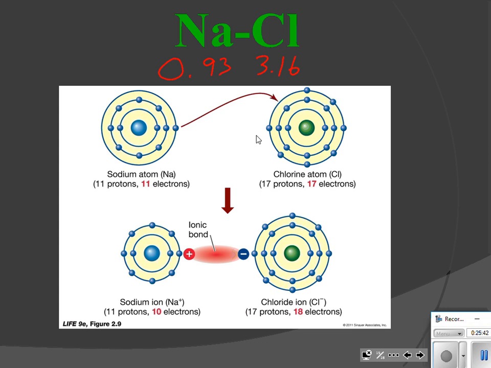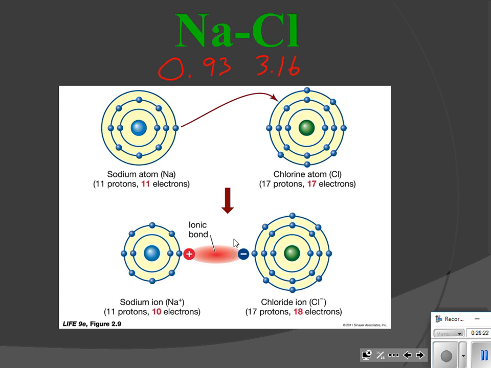Now look at chlorine here. It has 7 valence electrons. What chlorine would like to do is have 8 valence electrons to fill its shell. So that's why chlorine is pulling at a 3.16. It wants to attract that one electron. Sodium wants to get rid of its electron because the shell behind that is filled.